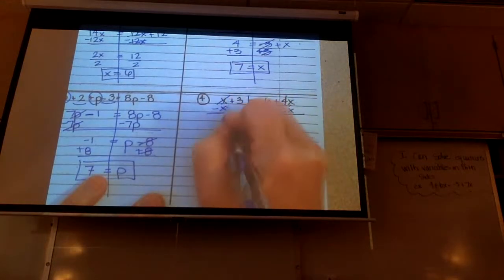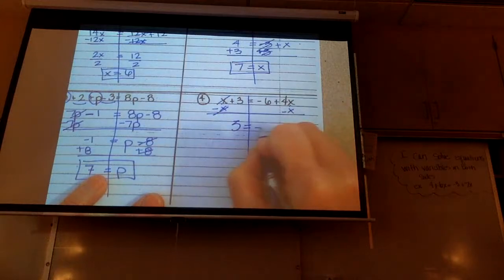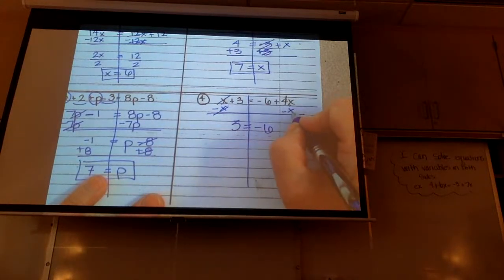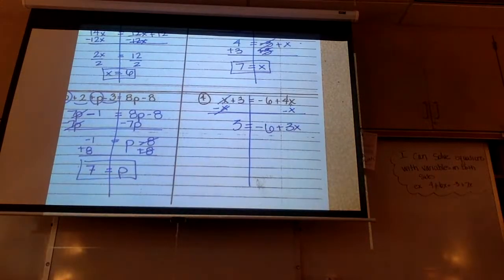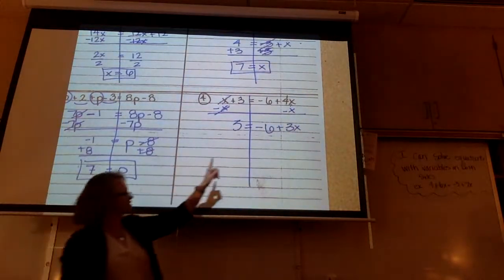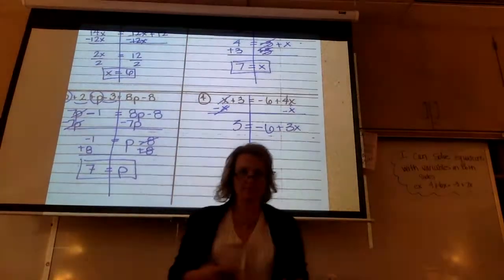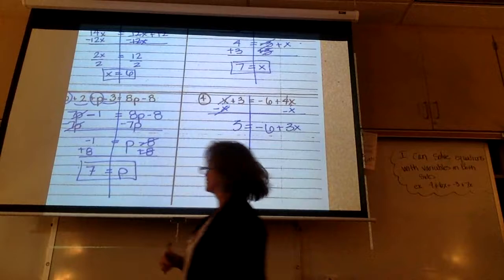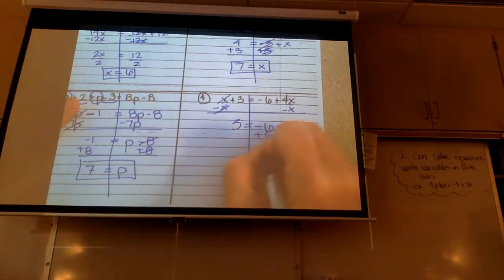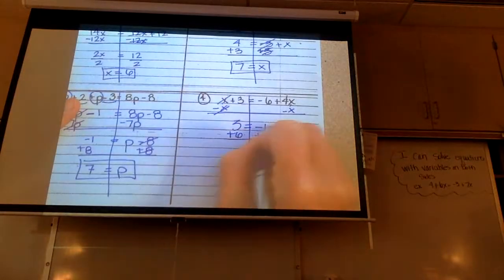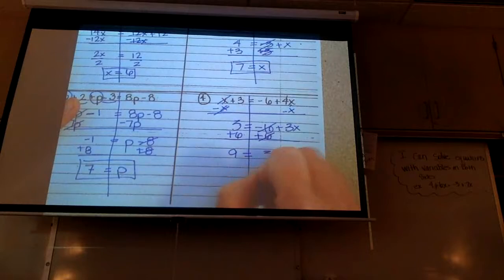So these cross off. I have 3 equals negative 6. 4x minus 1x is plus 3x. All right, so I have all of my hostages on one side, and here is my sniper. How do I take out a minus 6? Well, I add 6. Adding 6 to both sides. Sniper down. Got 9 equals 3x.